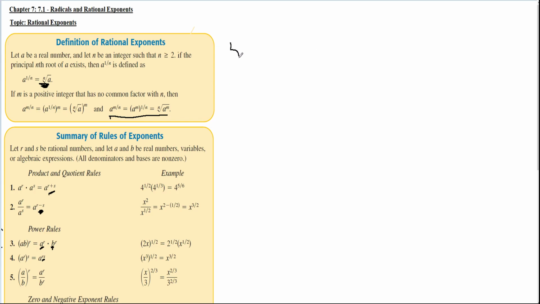If I have 5 squared raised to the 3/2 power, this is an application of rule number 4, right? So I have 5 to the 2 times 3/2. So these 2's cancel, right? So I have 5 to the 3, which is 5 cubed. So 5 times 5 times 5 will give me 125.